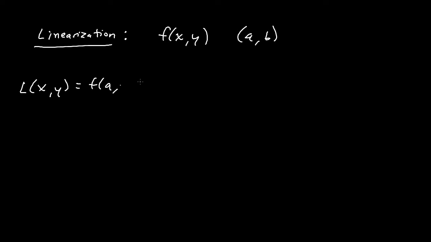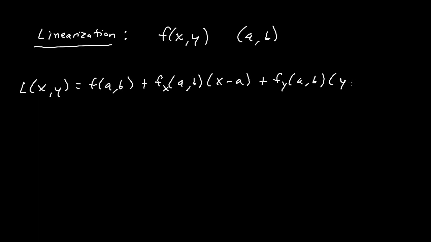So now the next set of questions is going to be about linearization. So let's say we're trying to find the linearization of a function f of x comma y at a certain point. And let's say that point has the x coordinate a and the y coordinate b. So the formula is going to be L of x comma y is equal to f of a comma b plus the partial derivative of f with respect to x evaluated at a comma b times x minus the x coordinate a, plus f sub y, the partial derivative with respect to y at a comma b, times y minus the y coordinate b.